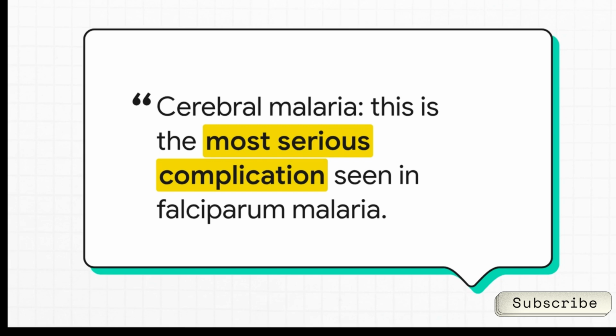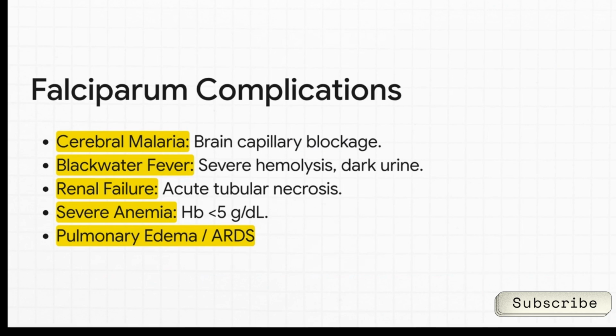This process, which is driven by a protein called PfEMP1, is what leads directly to things like cerebral malaria. You have to be able to recognize what's happening here. And the results of sequestration are just devastating. Cerebral malaria, think seizures, coma, that's the one we fear the most.